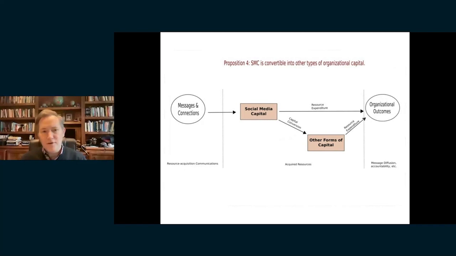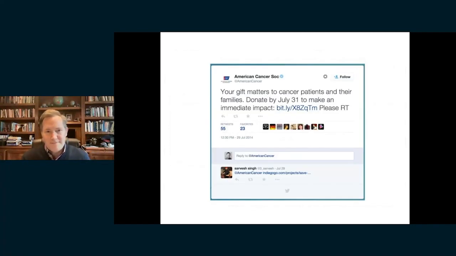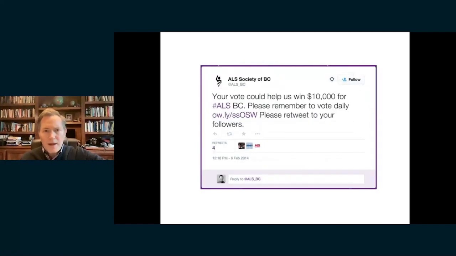You can either use that to build other forms of capital. And so an organization might ask for donations. So it's asking for financial capital. Another organization might try to mobilize or leverage its social network by asking people to rate a product on Amazon or on TripAdvisor. And so it's trying to convert social capital to reputational capital. Any other organizational outcome could be developed through that as well.